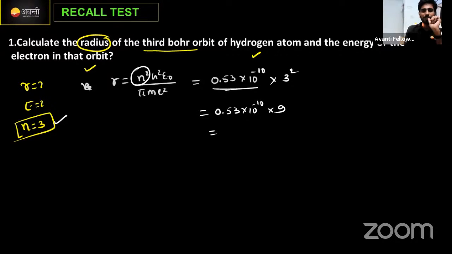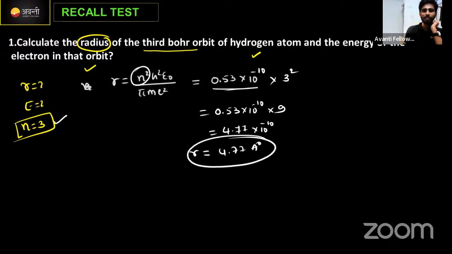9 into 5 is how much? 45. Around, it will be 4.77 into 10 to the power of -10. Means the radius value will be around 4.77 angstrom. Right? You got it, check once. Right, this is the first thing.